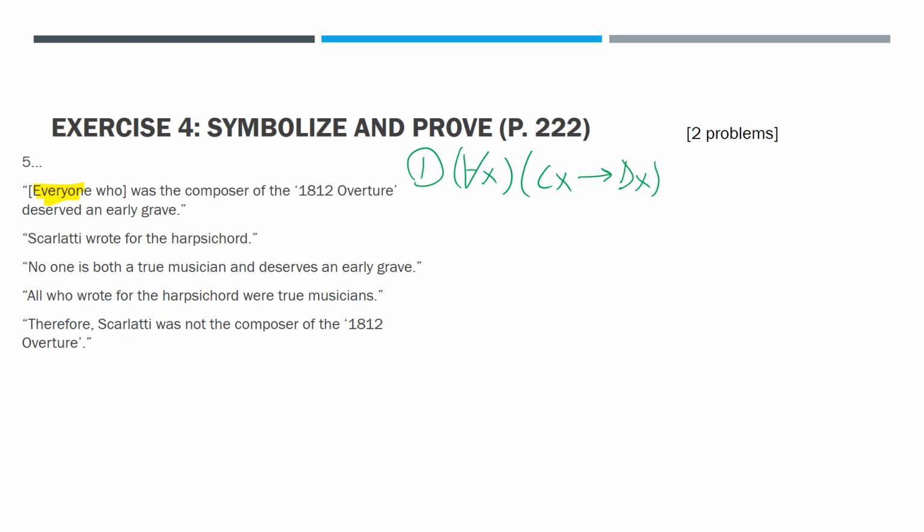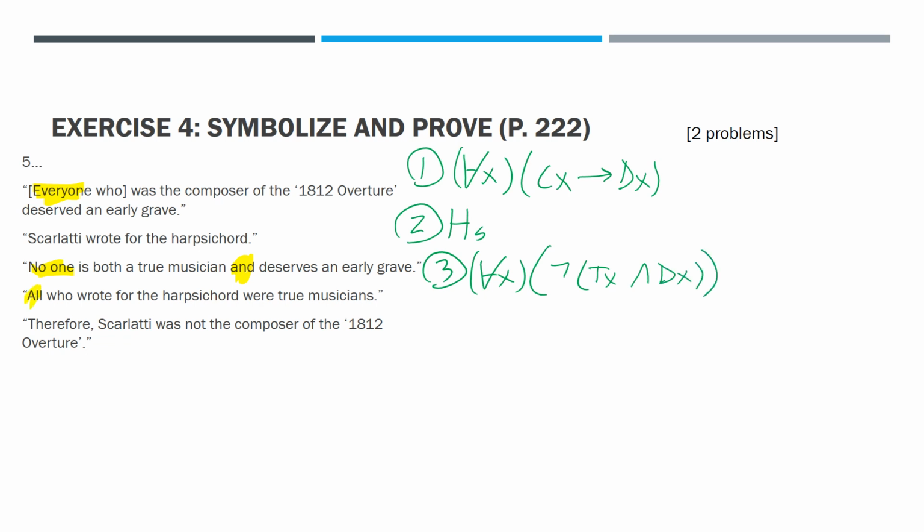Scarlatti wrote for the harpsichord. That's premise 2, so we have capital H, lowercase s. Premise 3, no one is both a true musician and deserves an early grave. We have a conjunction there. It's a universal negative proposition. So for 3, we have for all x, it's not the case that x is a true musician and x deserves an early grave.